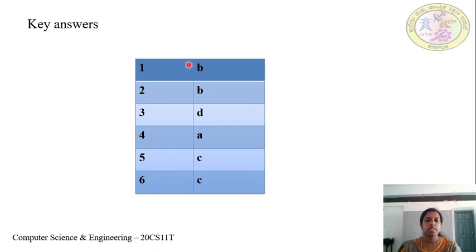Key answers. 1 is B. 2 is B. 3 is D. 4 is A. 5 is C.